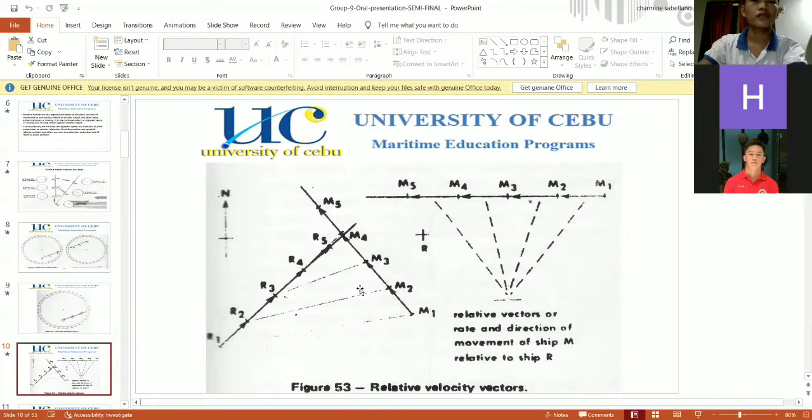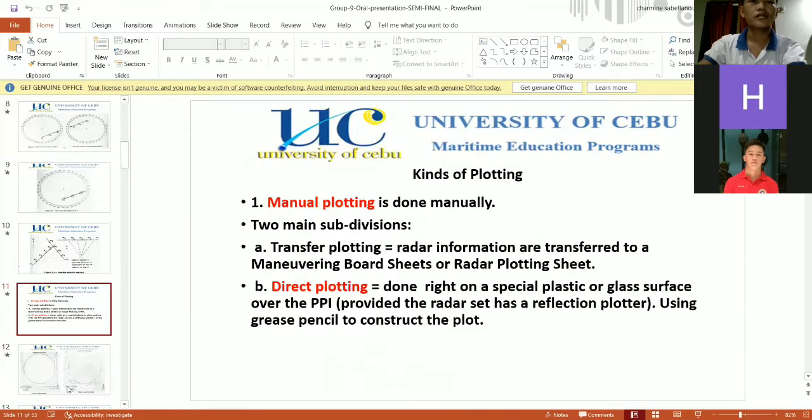This is the image of the relative velocity vectors. And kinds of plotting. One is manual plotting, which is done manually, with two main subdivisions. A, transfer plotting: radar information is transferred to a maneuvering board sheet or plotting sheet. And B, direct plotting, done right on a special plastic or glass surface over the PPI, provided the radar set has a reflection plotter, using a trace or pencil to construct the plot.